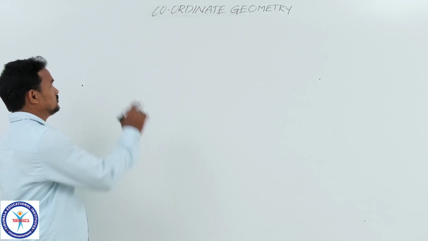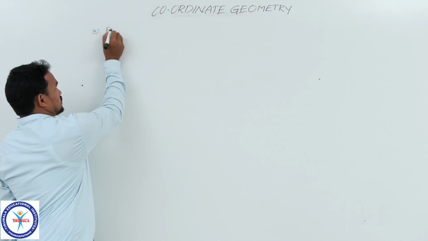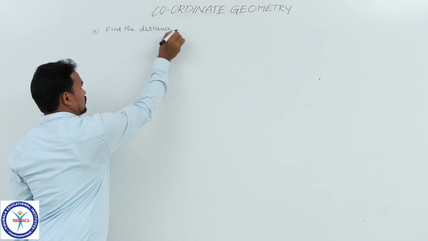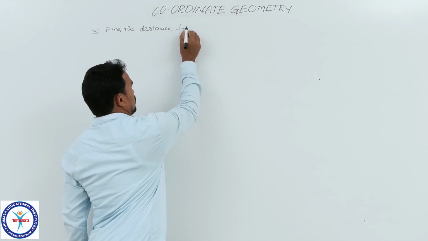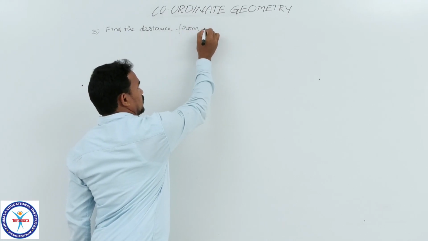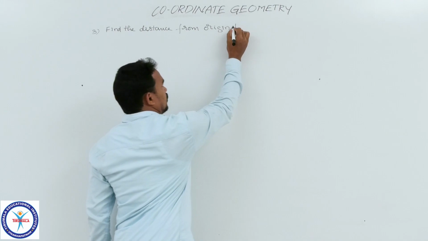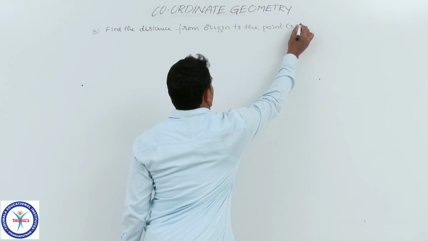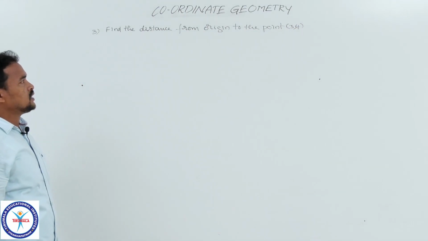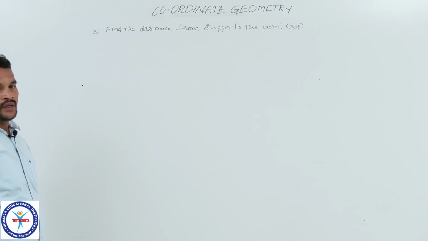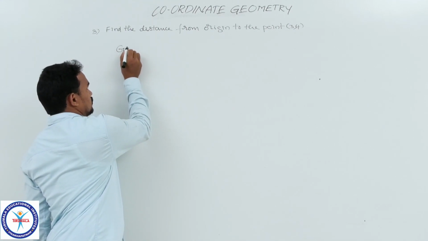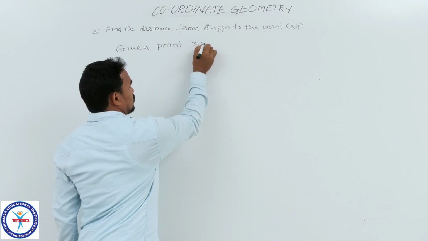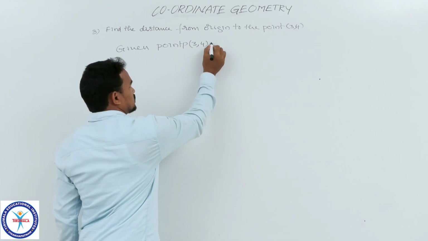Now example 3. Find the distance from origin to the point 3, 4. Find the distance from origin to the point 3, 4. Your given point is P of 3, 4, compared with x, y.